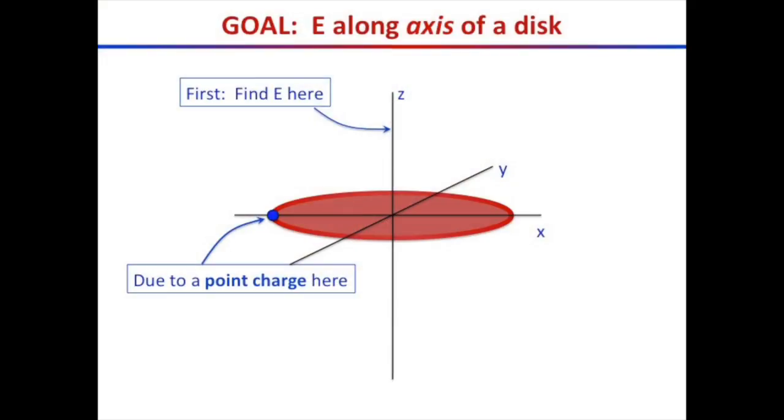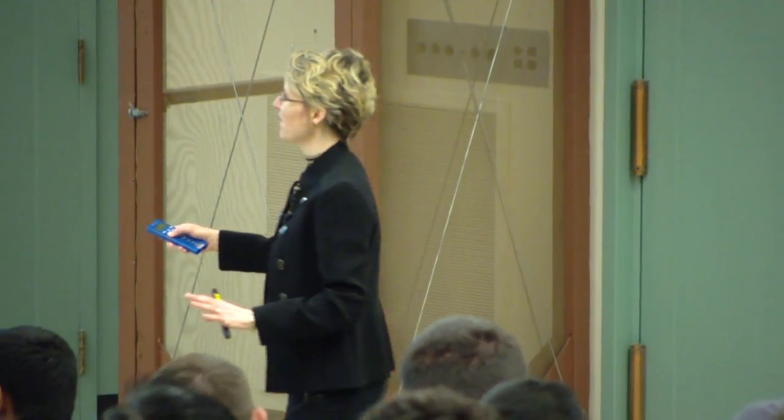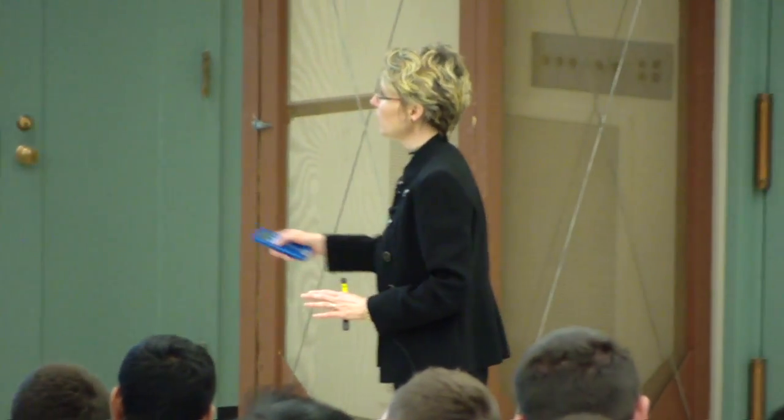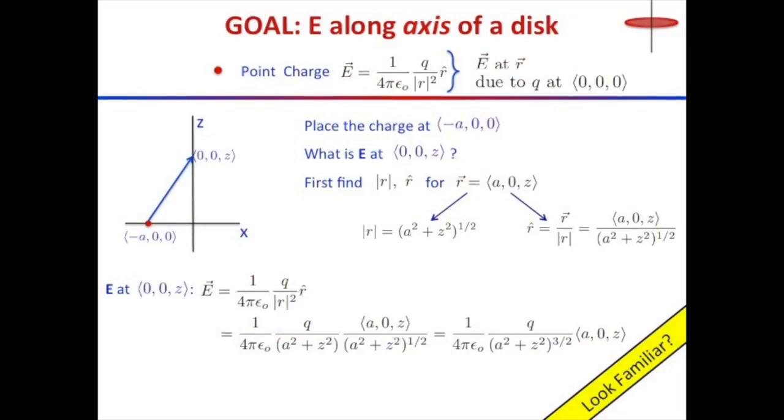So first find the electric field here on this spot due to this point charge here. That's step one again, right? And we did this before, right? We just did this a few slides ago where we put a point charge here on the x-axis and calculated the electric field up here at the observation point 0, 0, z due to a point charge at minus a, 0, 0. Okay? So that's always step one, is set that up first.